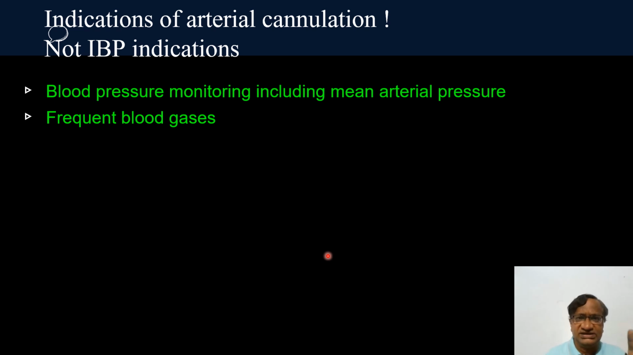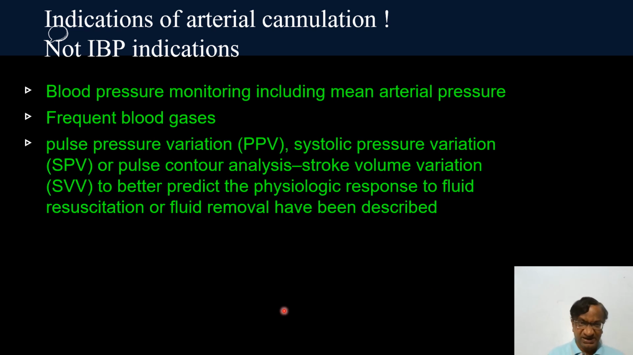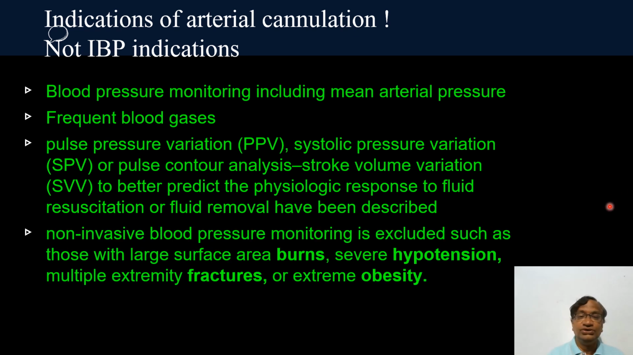Now these are the indications of arterial cannulation. It may be blood pressure monitoring, frequent blood gases, or PPV and SPV contour analysis. Non-invasive blood pressure monitoring with a large surface area, if we don't have this, or we don't have a place to check BP like that, then we can have arterial cannulation. So these are all the indications of arterial cannulation.